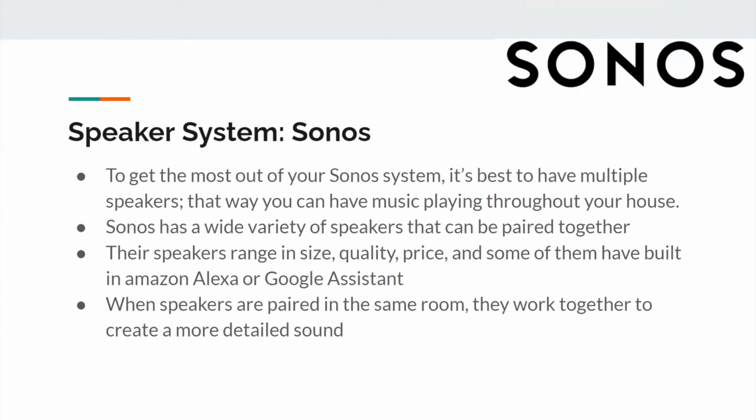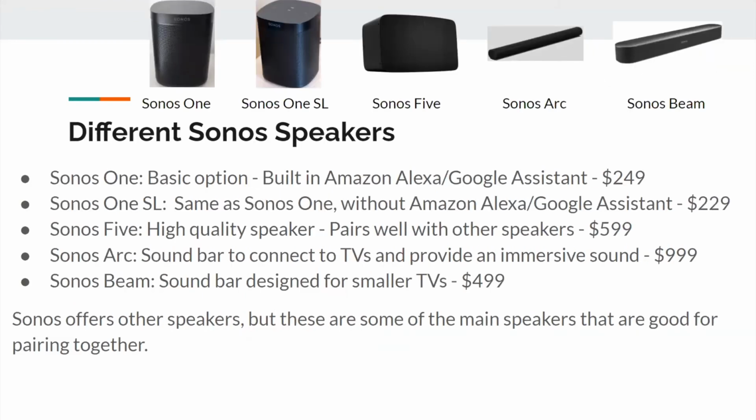Now, continuing with Sonos, to get the most out of this system, it's best to have multiple speakers. That way you can have music playing throughout your house. Sonos has a wide variety of speakers that can be paired together. Their speakers range in size, quality, price, and some of them have built-in Amazon Alexa or Google Assistant. When speakers are paired in the same room, they work together to create a more detailed and surround sound.